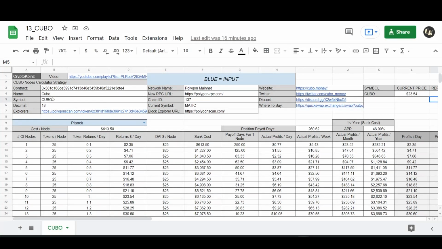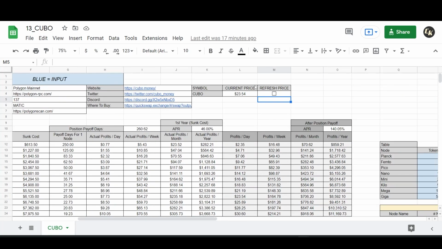So at the top you have the contract information so that you can add this into your wallet. You have the network. Another thing I forgot to mention, this is part of the Polygon network, which is pretty cool. So if you don't have the Polygon network in your MetaMask wallet, this is how you add it. The information is here. And here are the reference links for the website, Twitter, Discord, and where to buy.